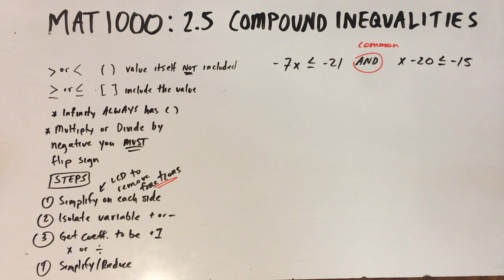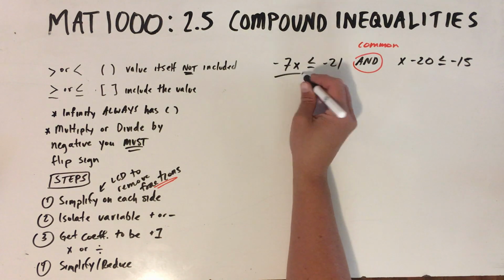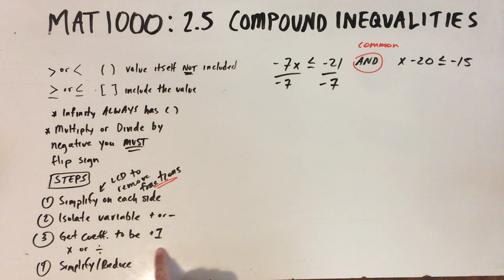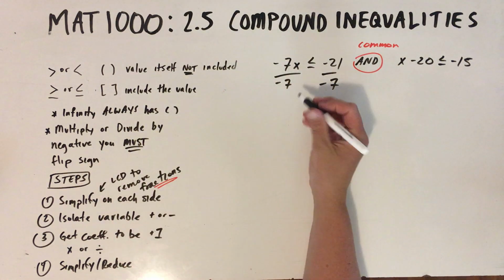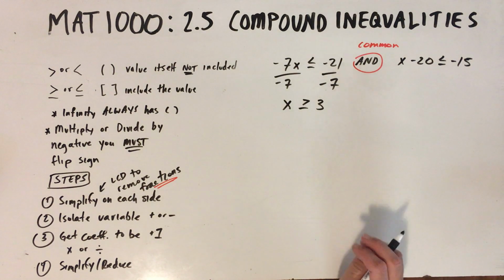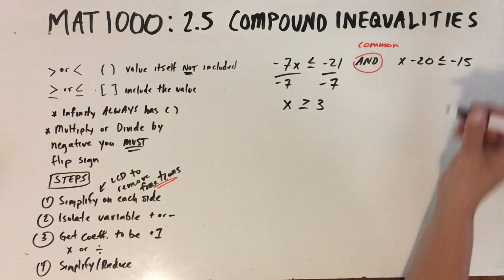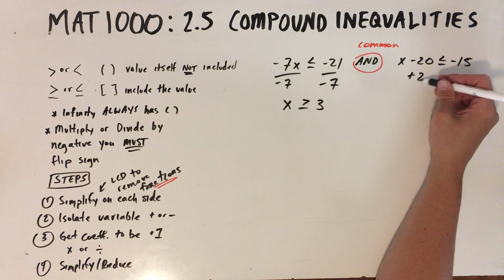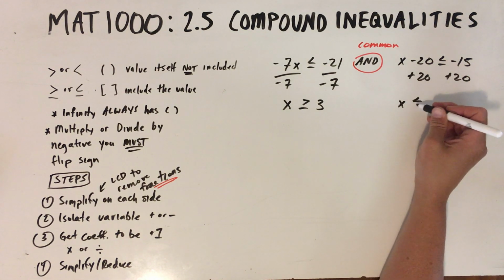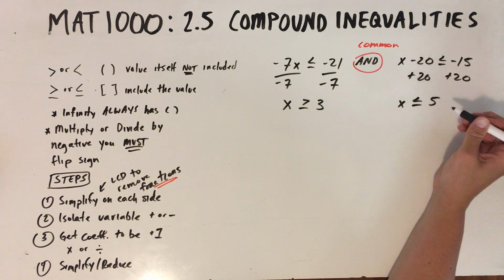Okay, so first I need to solve both of these inequalities. I'm going to solve this one by dividing by -7, and because I'm dividing by a negative, I've got to flip that sign. So I end up getting that x is greater than or equal to 3. Here I've got to add 20 to both sides. So here I get that x is less than or equal to a positive 5.